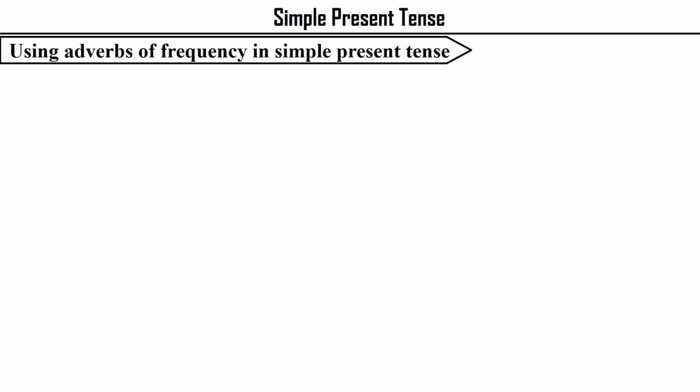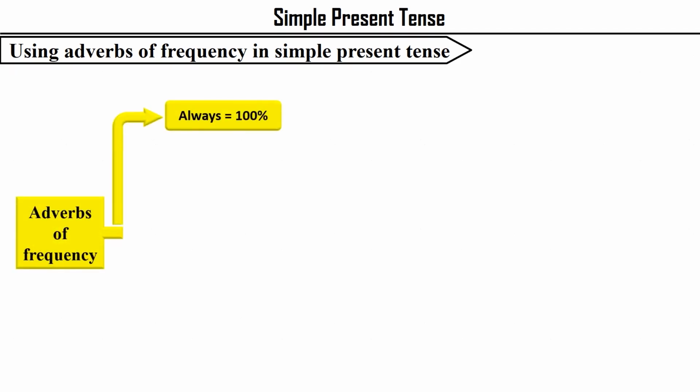Using adverbs of frequency in the simple present tense. What are adverbs of frequency? Adverbs of frequency are words that are used to show how often an action happens. They are like always, which shows 100%. For example, she always speaks English in the class. She always speaks English in the class means she 100% speaks English in the class. Not sometimes, not often, but when she is in the class, she always speaks English.